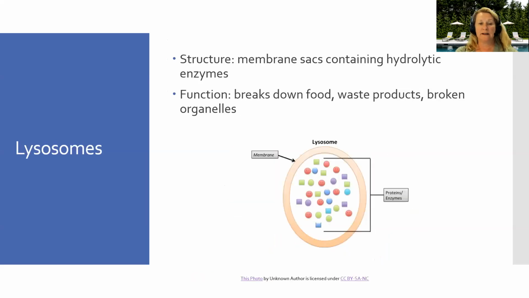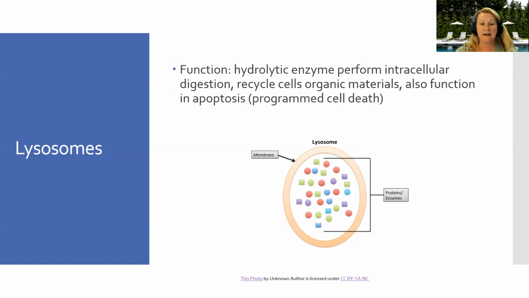Another membranous organelle are the lysosomes. Now, the lysosomes are just membranous stacks that have what we call hydrolytic enzymes. And if you remember from the chapter on biochemistry, hydro means water, lysis means breaking. Hydrolytic enzymes use water to break things down. So the function of lysosomes, they can be used for a lot of things. They can break down food inside the cell, break down waste products, break down organelles. They can recycle organic materials in the cell.